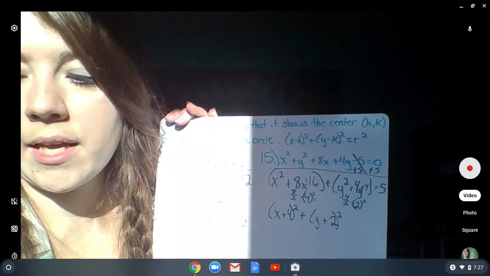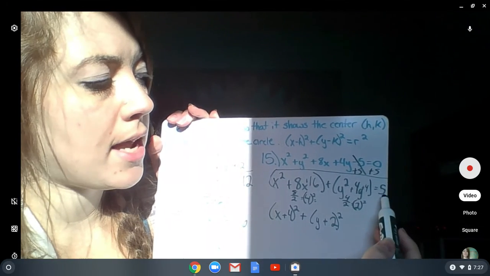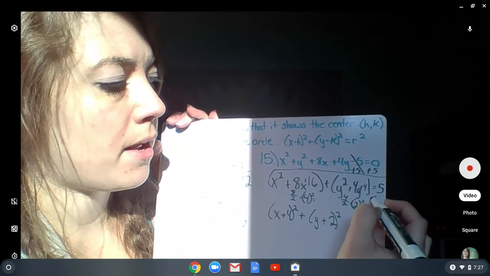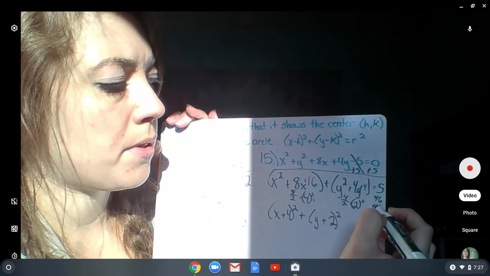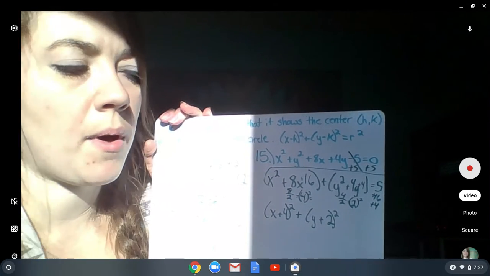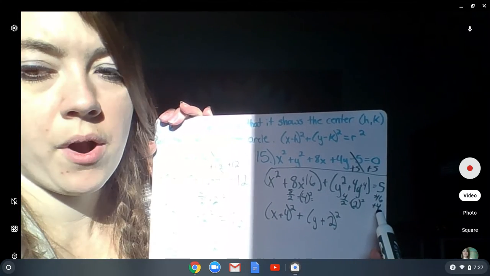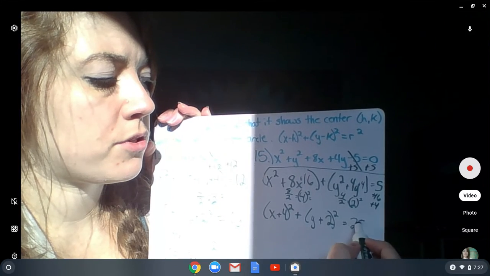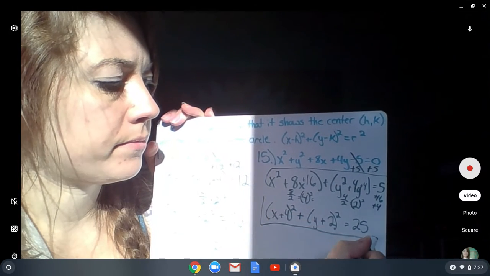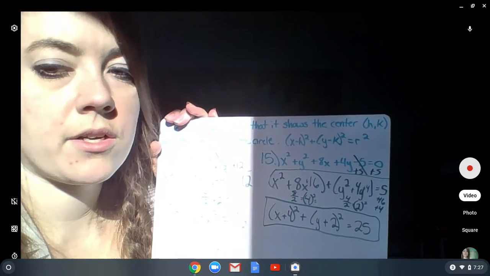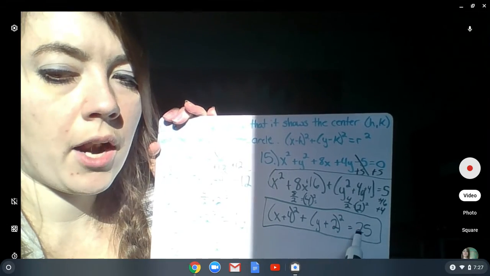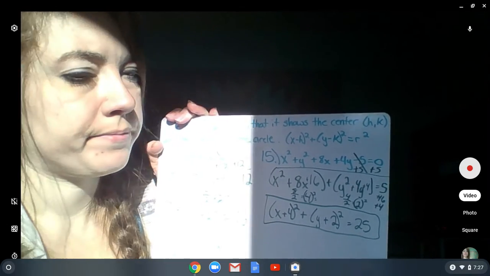Now, what we're looking at is we had to add this 5 over. We've added 16 and 4, so we're going to add plus 16 plus 4. All of that has to happen to this side as well. So 16 plus 4 is 20, plus 5 is 25. There is our standard form. Our center is negative 4, negative 2, and our radius is 5.